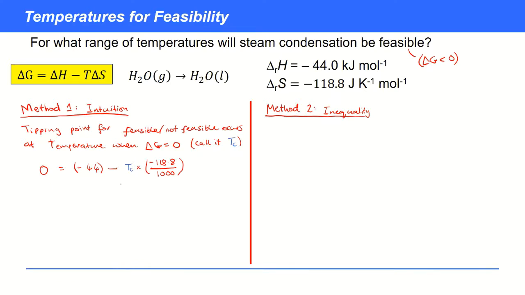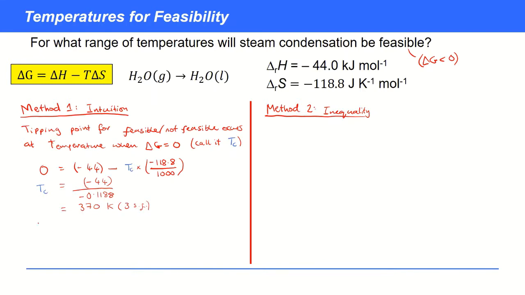So we're going to add this term to both sides and then divide both sides by what's multiplying TC, and we're going to get minus 44 divided by, if I do the divide by 1,000, minus 0.1188 kilojoules per Kelvin per mole. And when I stick that in, I'm going to find that my TC value comes out at 370 Kelvin, at least to 3 significant figures. If I look at my numbers here, I've got 3 sig figs and 4. Because I'm doing a division, I conserve significant figures, so I get my critical temperature value to be 370 Kelvin.